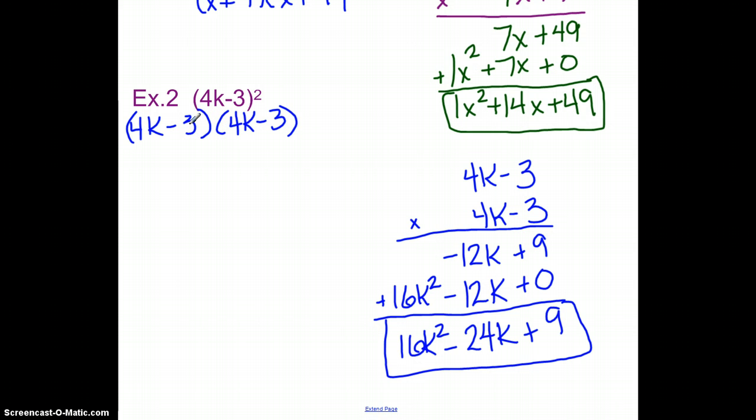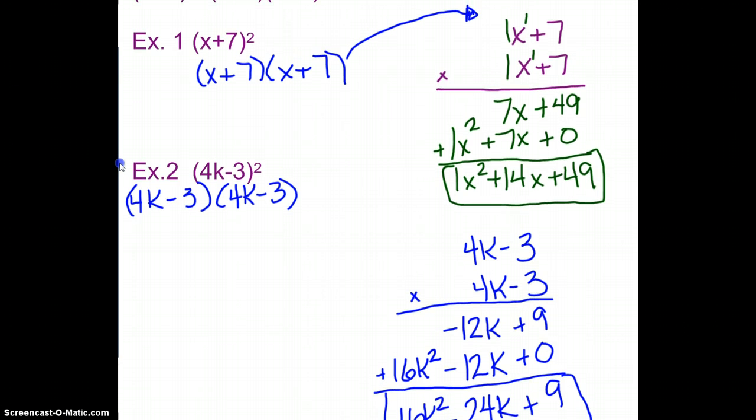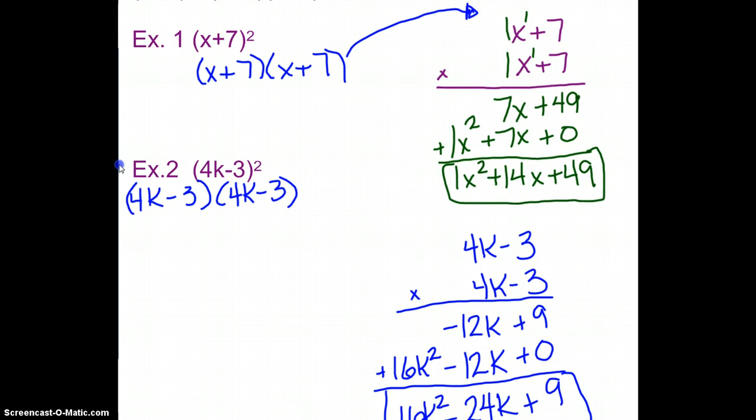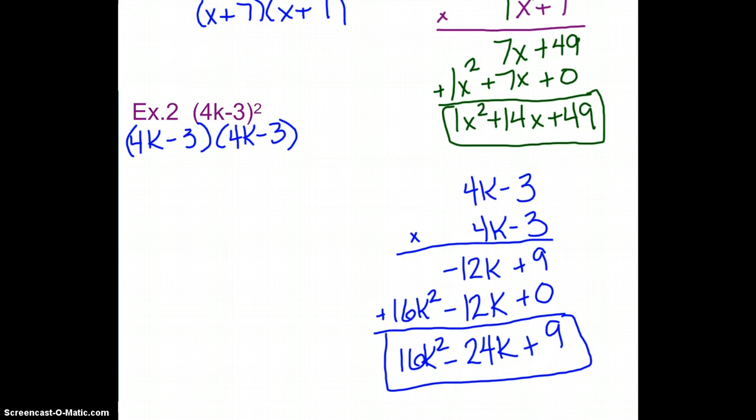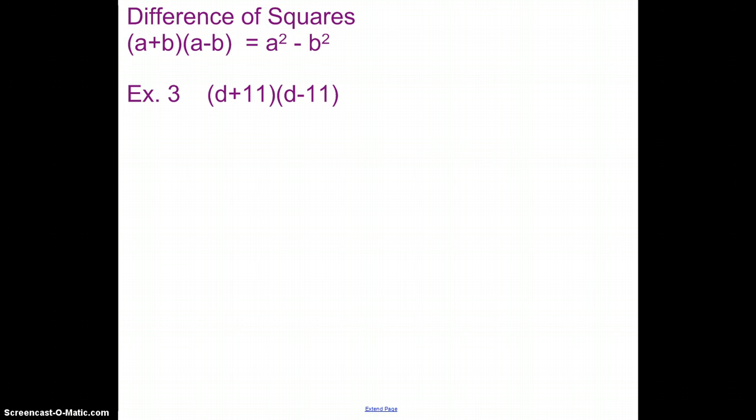Okay, so these are based on the ideas of squaring. Example 1 and example 2 are ideas of squaring, where you take the exact same thing multiplying by the exact same thing. Now let's talk about what's different. In this problem, you can see they're exactly the same, except one's got a plus and one's got a minus. And notice from this pattern up here what ends up happening.